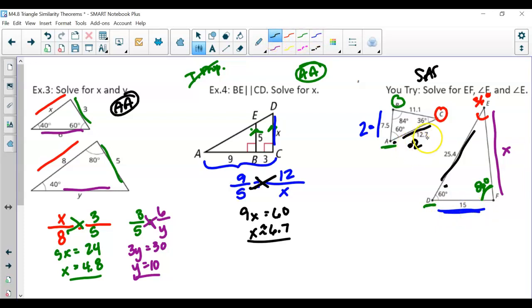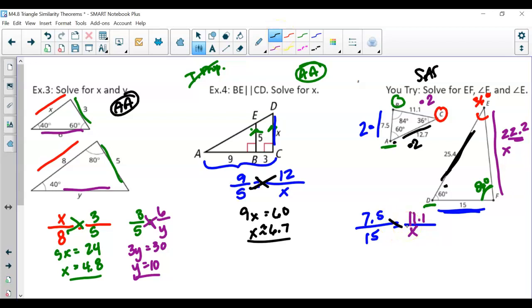12.7 times 2 gets me my corresponding side of 25.4, which means 11.2 gives me my corresponding side of 22.2. Now, for those of you who set it up, let's say here I've got 7.5 corresponding to 15, is equal to 11.1 corresponding to X. Again, you could have used the 12.7 and 25.4. There's so many different ways that you could set up and solve this problem.